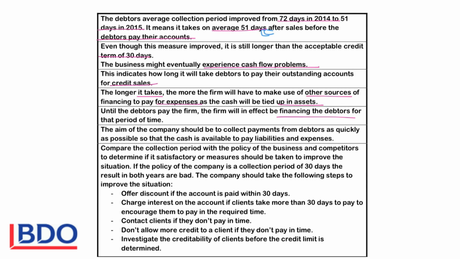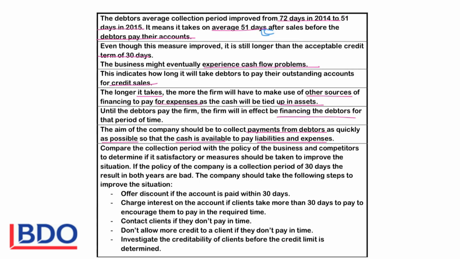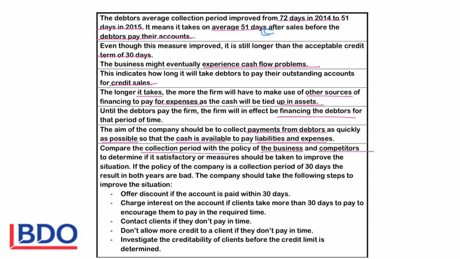The aim of the company should be to collect payments from debtors as quickly as possible, so that the cash can be available when it's needed to pay for expenses and liabilities, and that they don't have to use loans or a bank overdraft to pay for this. Compare this collection period with the policy of the business and also with the collection period of competitors to determine whether it's satisfactory, so that you can take certain steps to improve the situation if you feel it's not satisfactory.